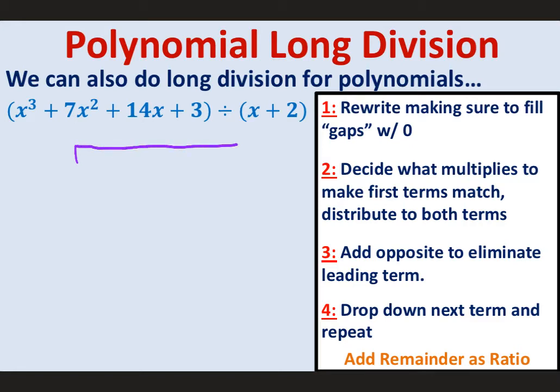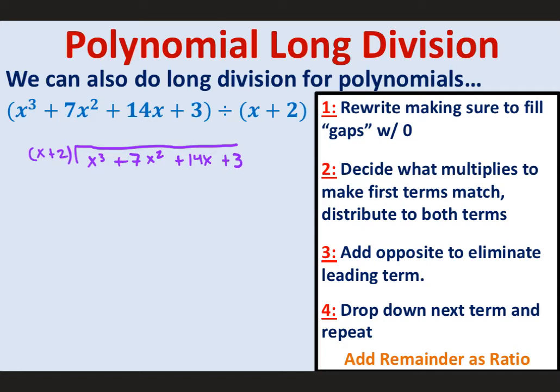So we write our big polynomial. Our first polynomial is what goes on the inside. That's x to the third plus 7x squared plus 14x plus 3. And then our second polynomial goes in the front. That is x plus 2.